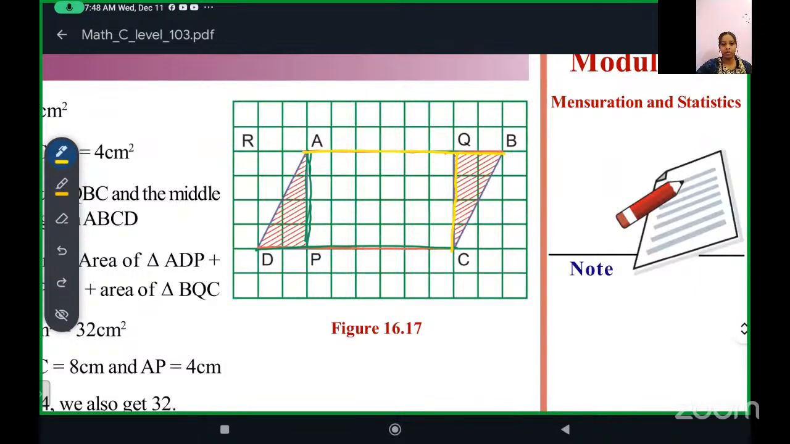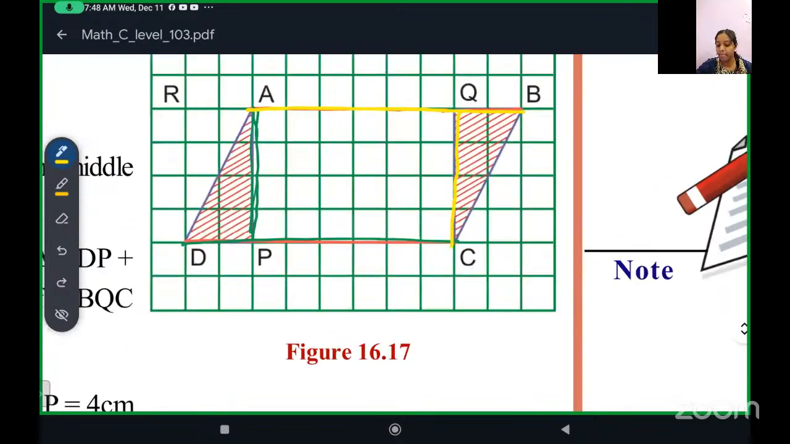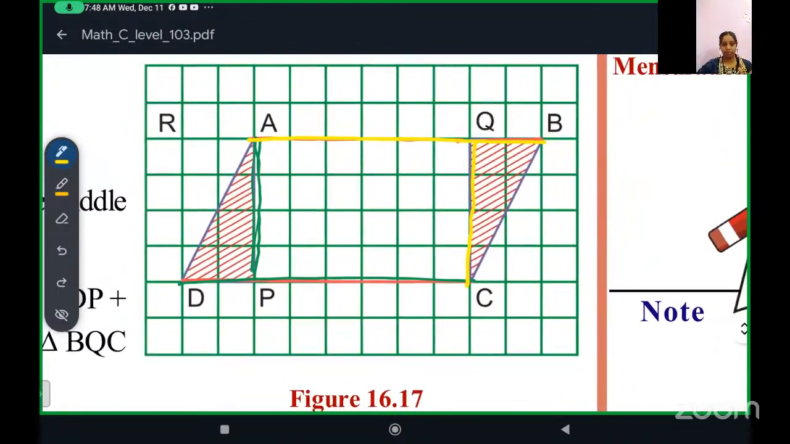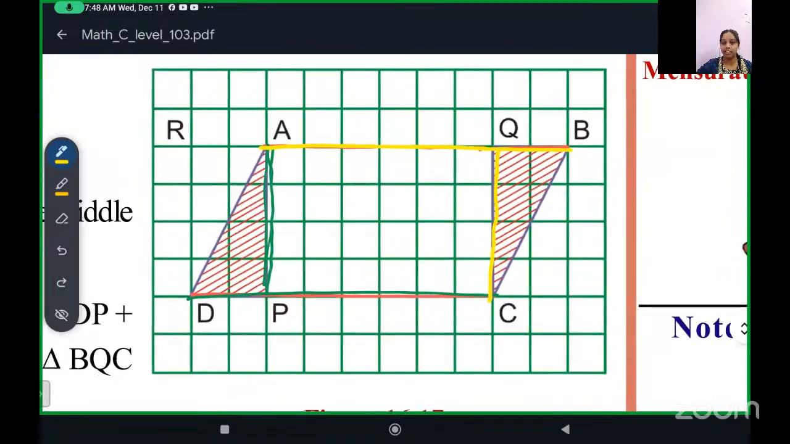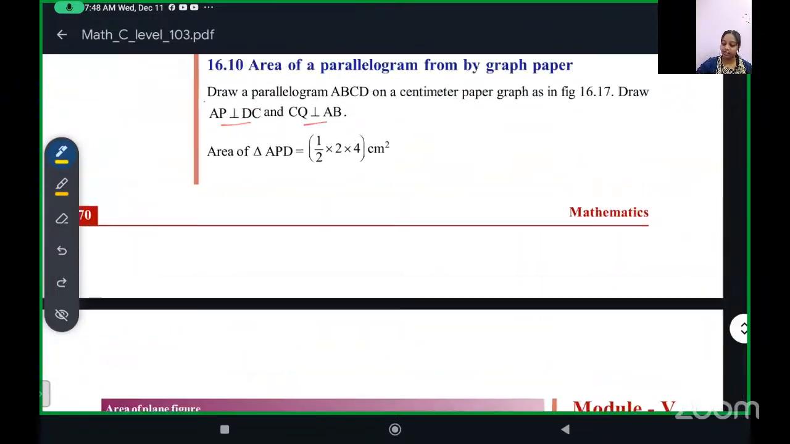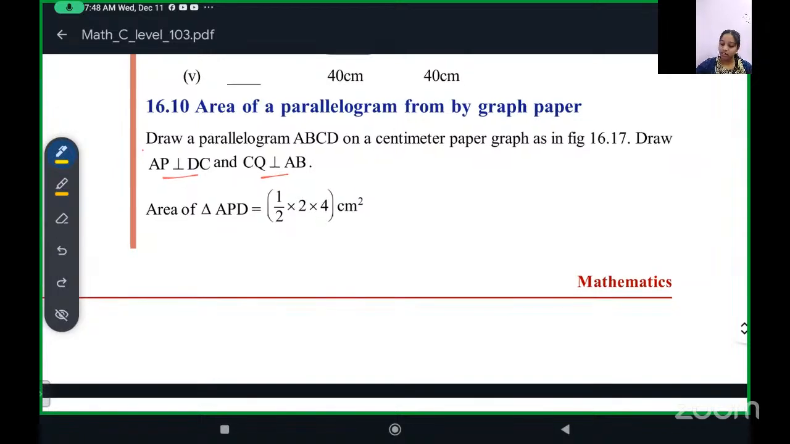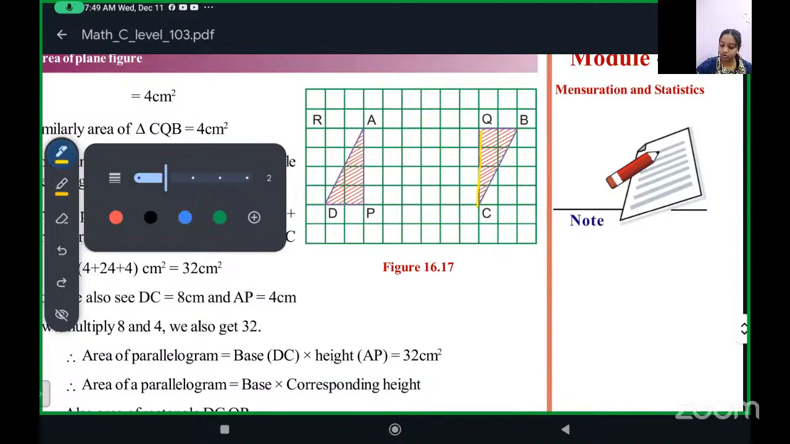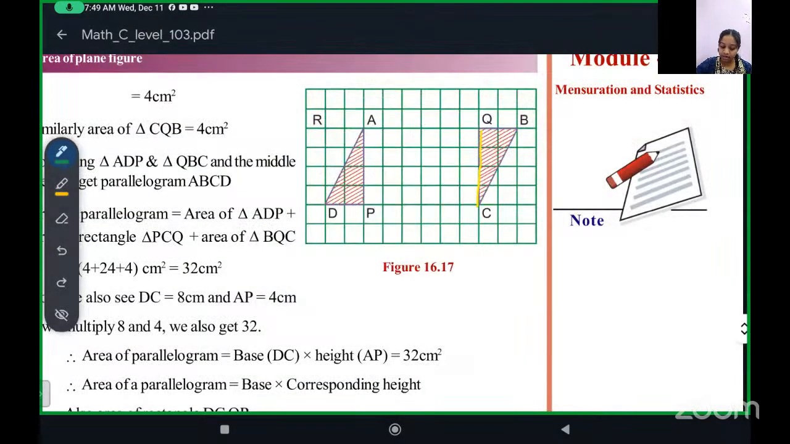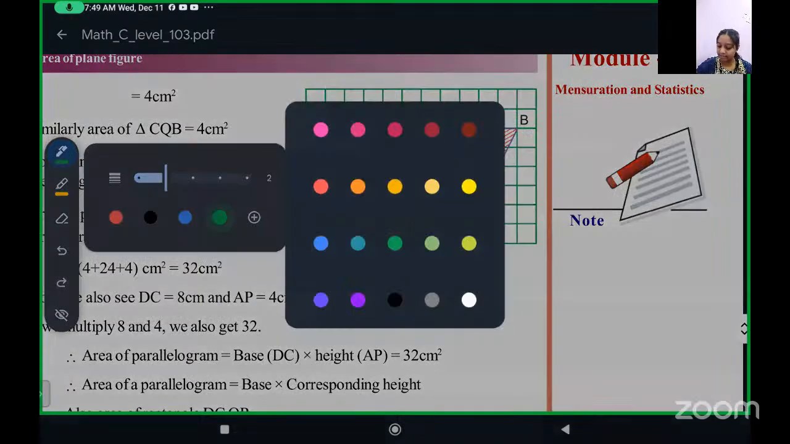Now, if we draw the two straight lines on the two sides of the parallelogram, we will get two triangles, and in the middle part, we will get a rectangle. So this is what they have done: they have drawn two lines here and made this parallelogram into two triangles and one rectangle.